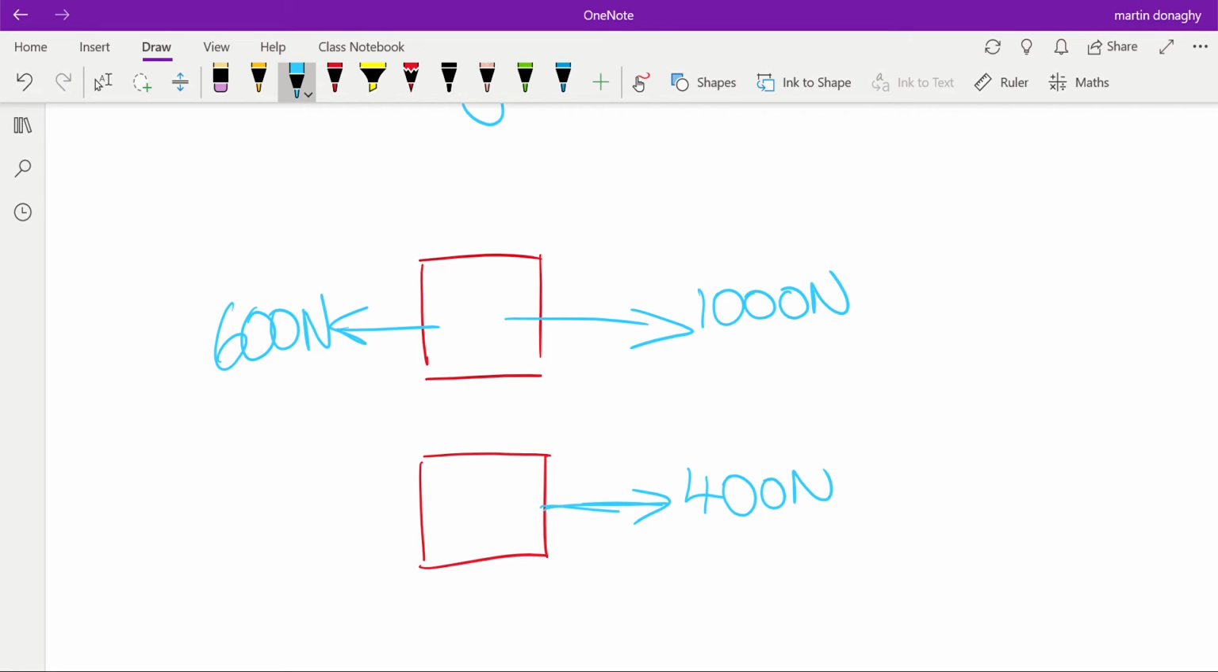Okay, so if you notice, that force is just the 1,000 forwards minus the 600, which gives us 400, in the direction of the bigger force. We call that force the resultant force. The resultant force is just a single force that represents all of the forces acting on that object.